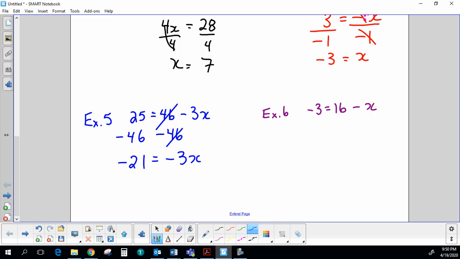Now I have a negative 3 that I want to get rid of in front of the x, so I'm going to divide by negative 3 on both sides, canceling on the right to get x. And the two negatives, when I divide two negatives, I get a positive 7 is my answer. Okay, so remember those two negatives over here on the left.